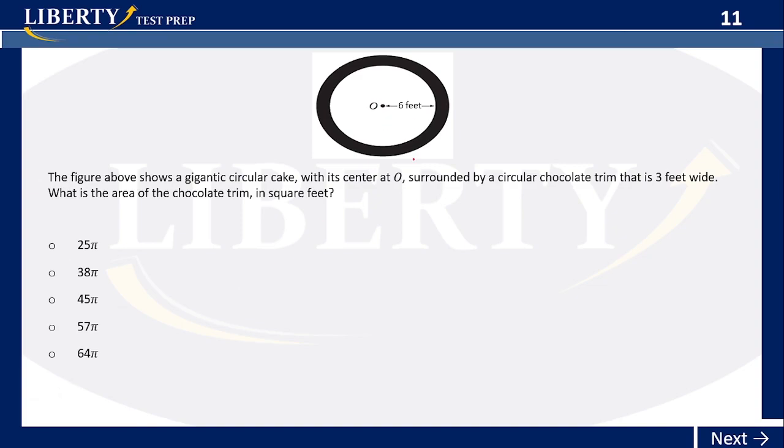Okay, so they tell you have the center O, the circular trim, this black trim is 3. And what is the area of the chocolate trim? So if you want to get the area of the black, you get the area of the total minus the white. That's the easiest way to approach this. What is the total? 6 plus 3. So the whole radius of the total thing would be 9, right? So you have radius 9 squared pi. Minus what? Minus the white. 6 squared pi. So that's what you have.